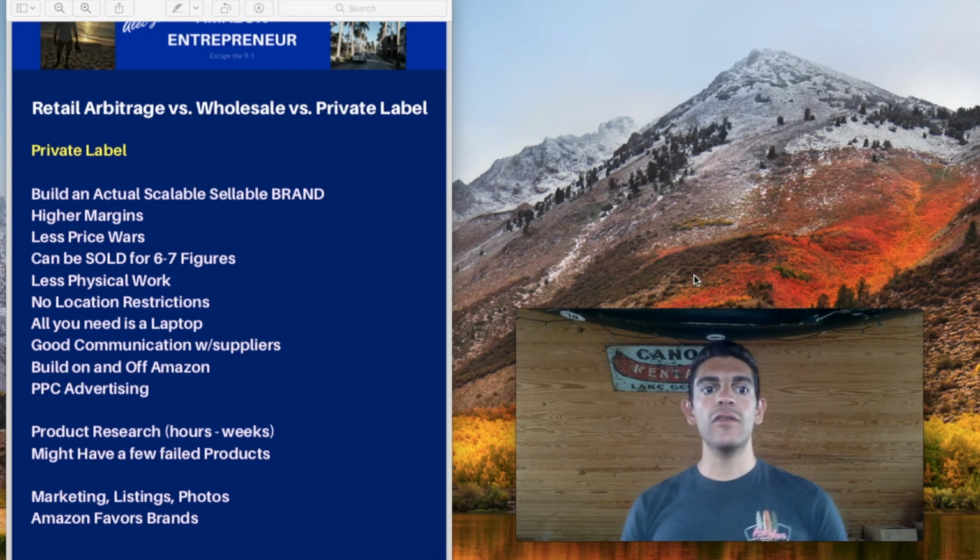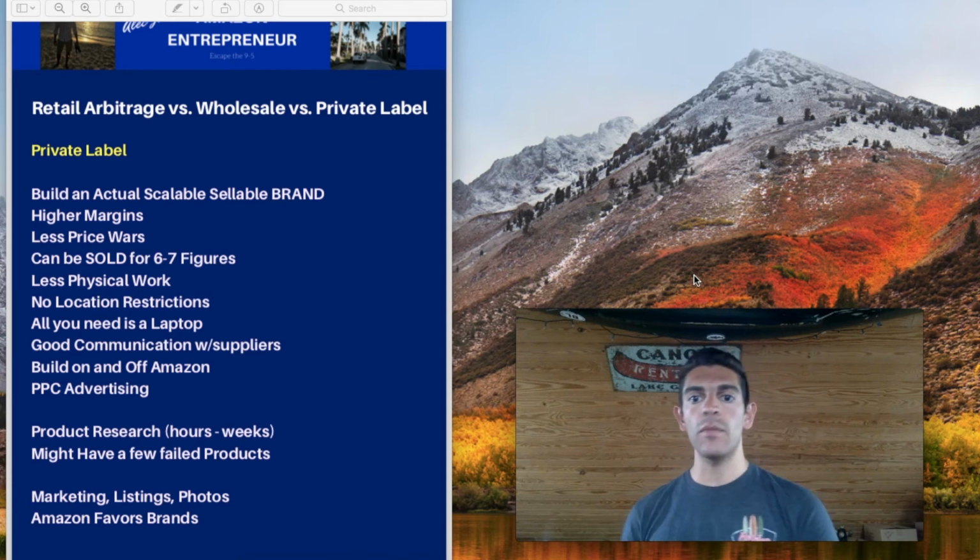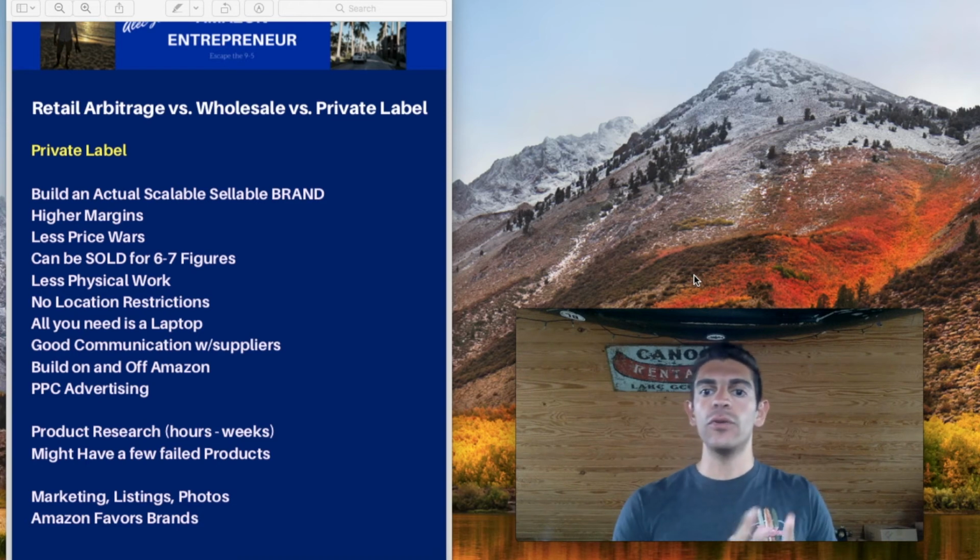The next thing is it's less physical work. You're not physically picking boxes up. You don't need a warehouse space, and you don't need to open up boxes. You don't need to label, sticker, or anything to that effect. You have your suppliers in China. Usually we use sites like Alibaba, and we go on there and we communicate with them, negotiate prices and everything.